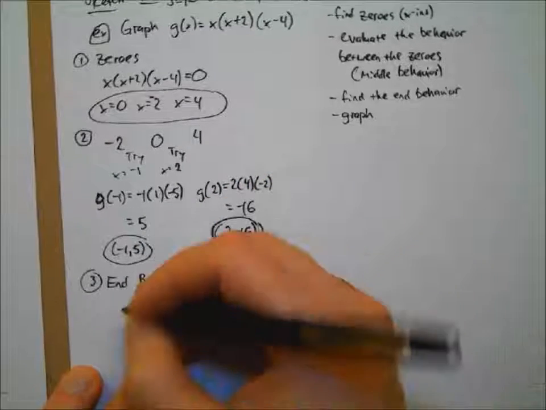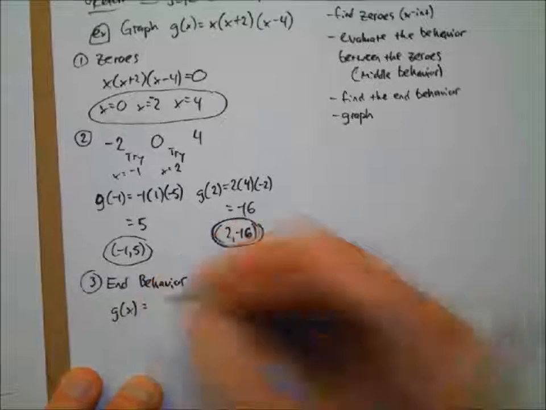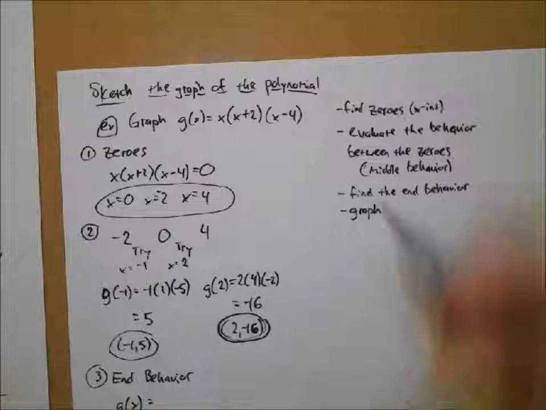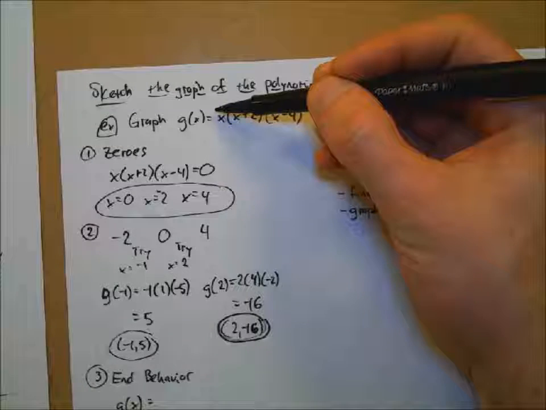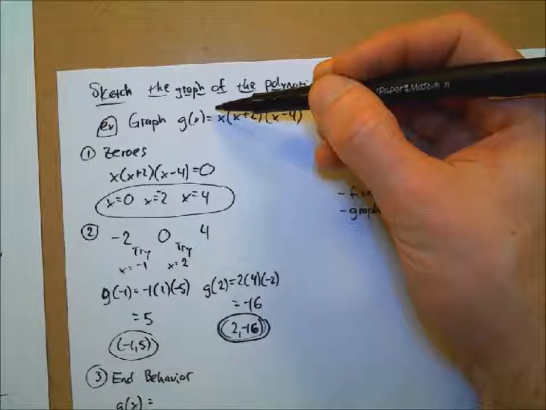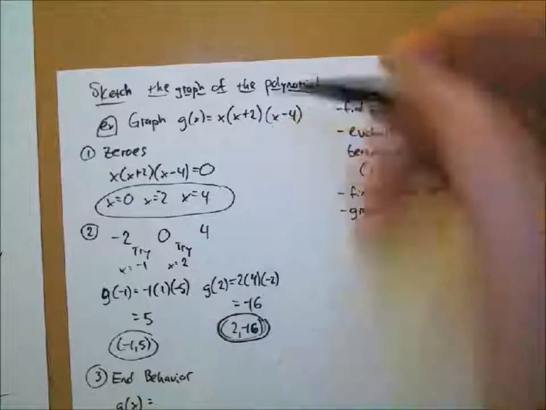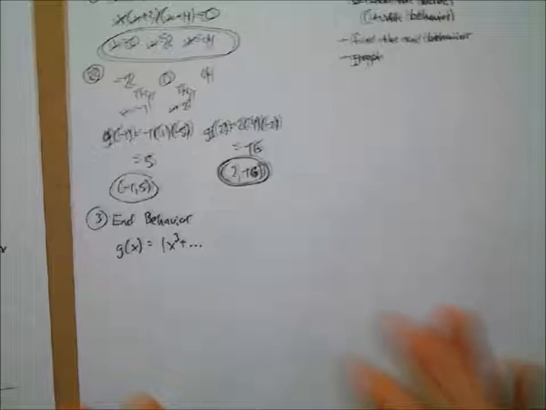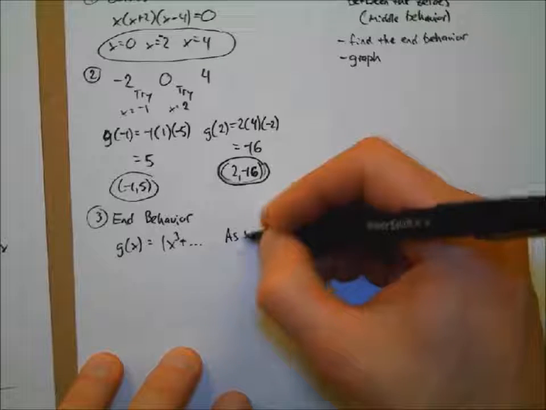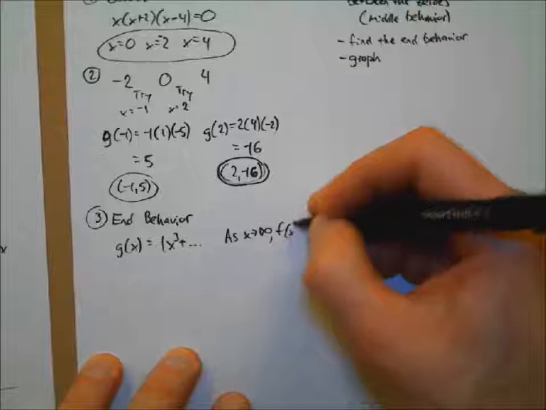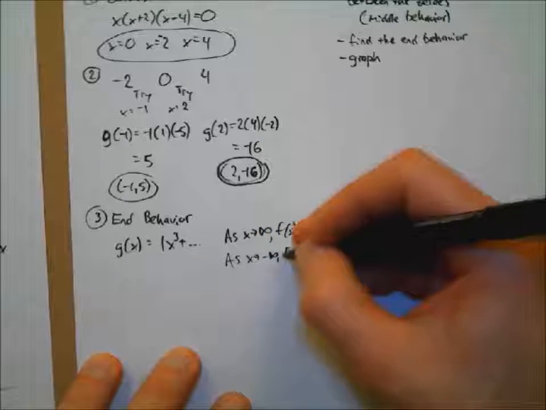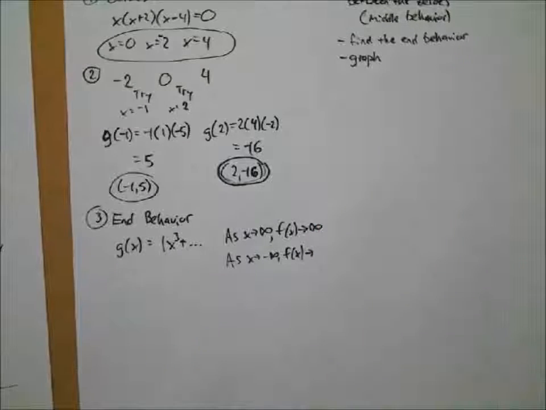Okay, so what is our degree here? To the third, right? Cubed. And what is the lead coefficient? It's not negative. Positive 1 times a positive 1 times a positive 1. They're all positive. So it's going to be like a 1x cubed plus some other stuff we don't care about. Okay. So as x approaches positive infinity, f of x approaches positive infinity. And as x approaches negative infinity, f of x will approach negative infinity.